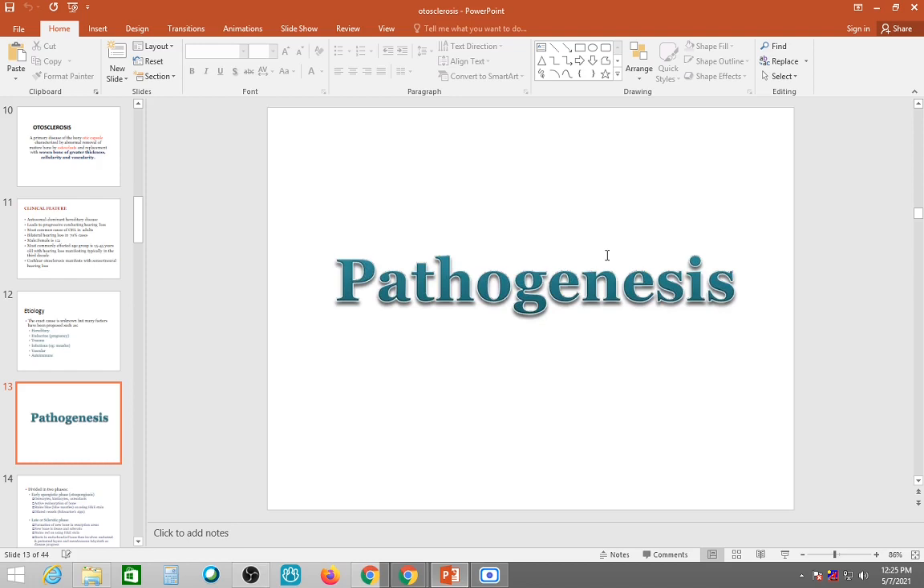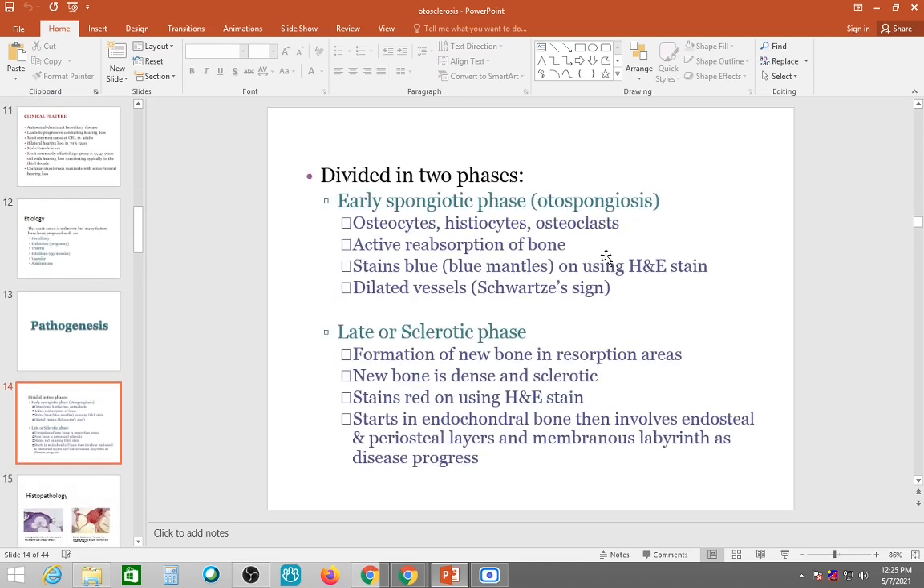What is the pathogenesis? The pathogenesis is the manner of development of the disease condition. The progressive development of the disease has two phases, an early phase and a late phase. In the early spongiotic phase, the osteocytes, histiocytes and osteoclasts are mildly to moderately deteriorated. It is present in the active resorption of the bone.